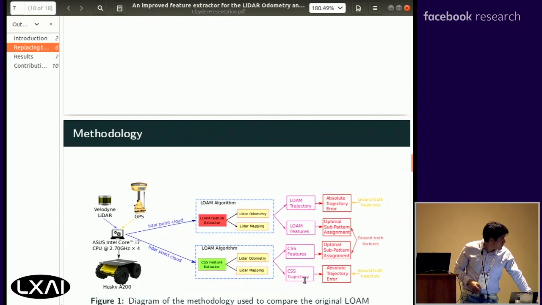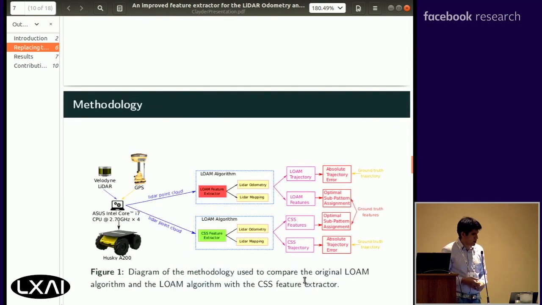To do the experiments, I used this equipment. First, I used this hardware in the simulation software Gazebo. I used this robotic platform, Husky A200, a Velodyne LiDAR, and a GPS. As I told you, I replaced the original feature structure with the CSS, which stands for curvature scale space algorithm.